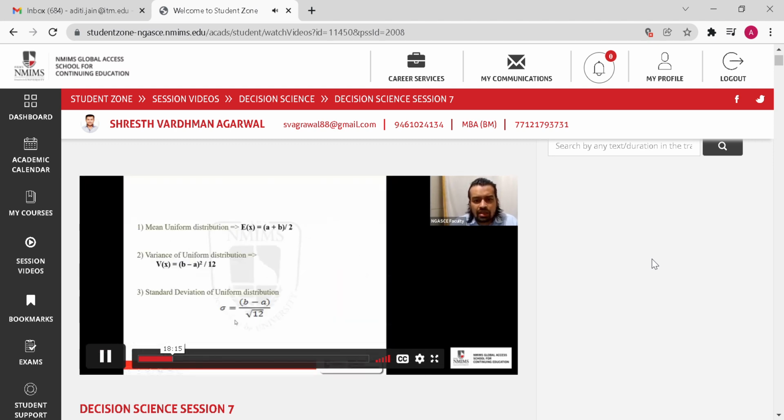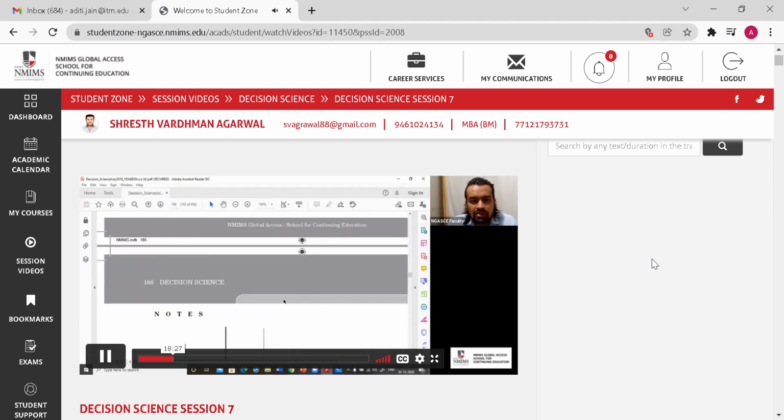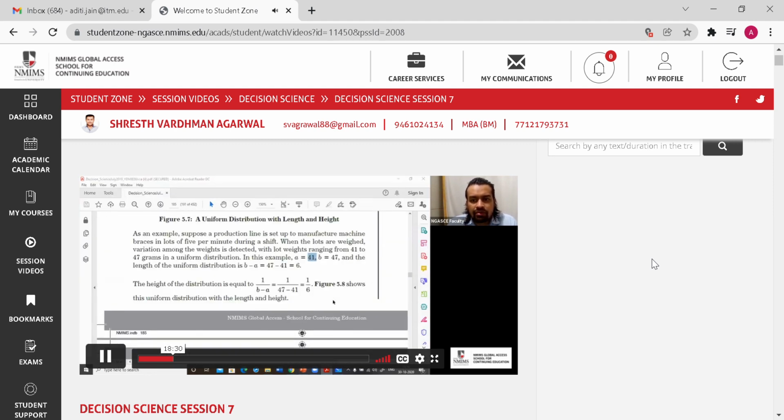Now the mean and the variance, so standard deviation and variance, can be calculated this way. So coming back to the book's example, where they are discussing the weight of machine brass. Because they are also measuring the weight, the observable high weight is 47, and the lowest weight that they have observed is 41.